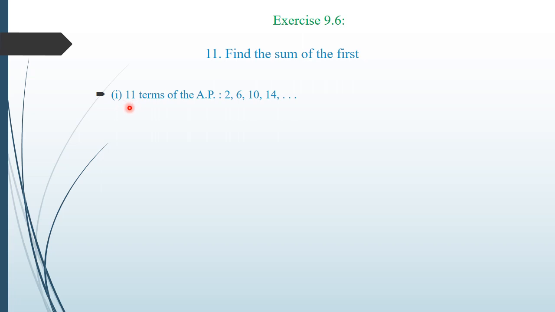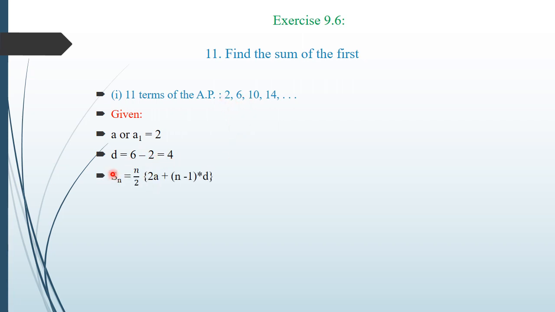So in the first sub question it is mentioned that we need to find the sum of the first 11 terms of the AP 2, 6, 10, 14 and so on. So here again he has given an AP and n is also given. We can easily proceed with this. So I can note down the given data, that is a or a1 is equal to 2, that is the first term. Common difference I can find as a2 minus a1, that is 6 minus 2 is equal to 4.